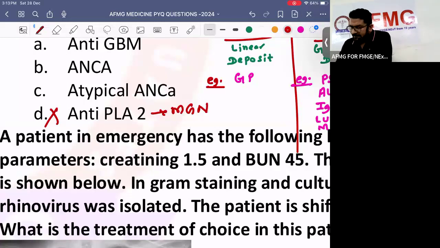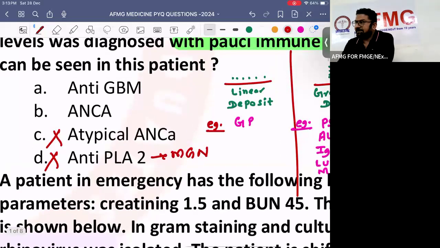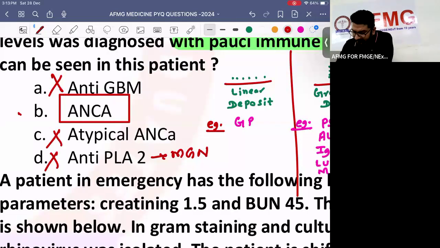Atypical ANCA you will see in many cases, so again you will not see it here. Anti-GBM converts in which disease? Anti-GBM is seen in Goodpasture, so it will have linear deposit. Now Wegener's will have C ANCA and microscopic polyangiitis will have P ANCA. So the answer will be B.